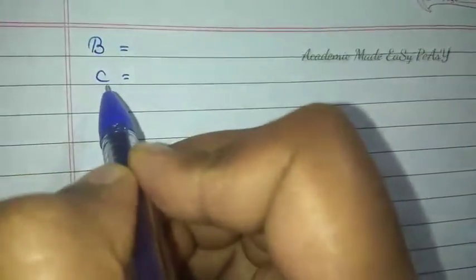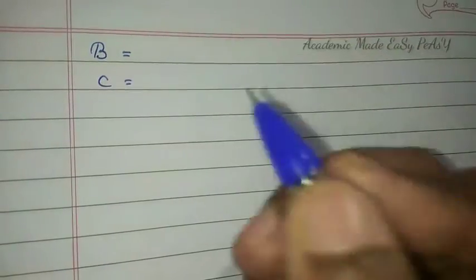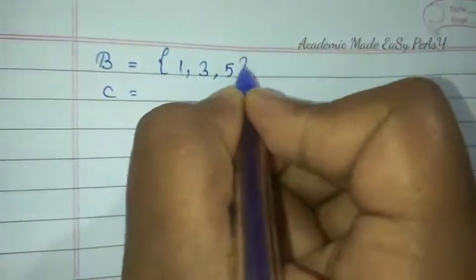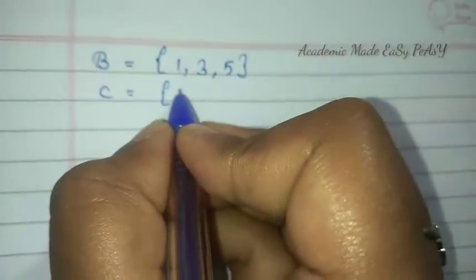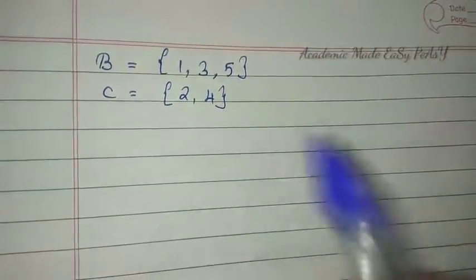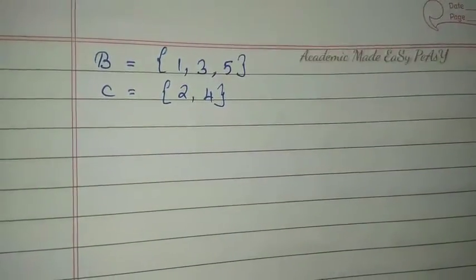Okay, now to prove the second part of my solution, I'm going to take the two sets B and C. We have to prove that 1, 3, 5 are related to each other and 2, 4 are related to each other. So I will take the set B as {1, 3, 5} and the set C as {2, 4}. When I take it like this, it will be easy for me to prove the parts.